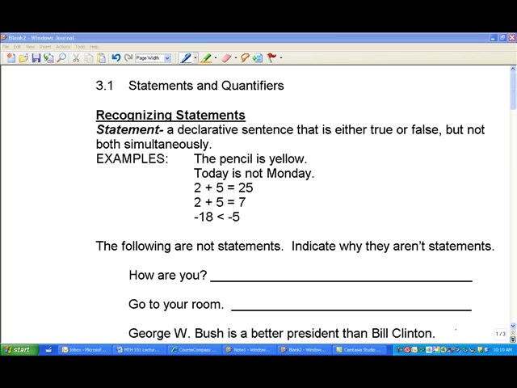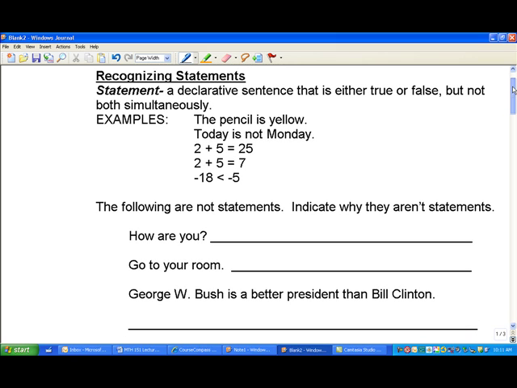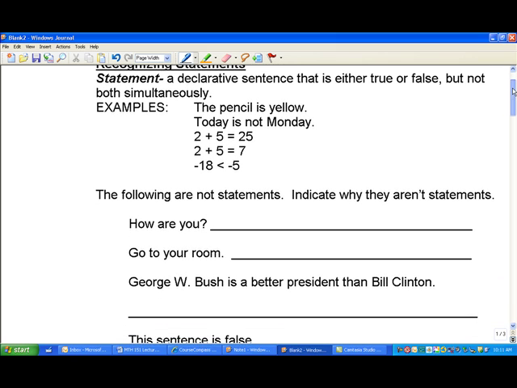Here are some examples. If you're holding up a pencil, you would say the pencil is yellow. The second one, today is not Monday. 2 plus 5 equals 25. 2 plus 5 equals 7. And negative 18 is less than negative 5. Notice that a statement may be true or false. It just can't be both at the same time. Okay, so thinking about the definition, it's a declarative sentence that is either true or false, but not both simultaneously.